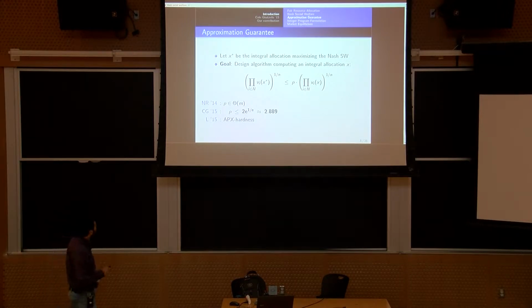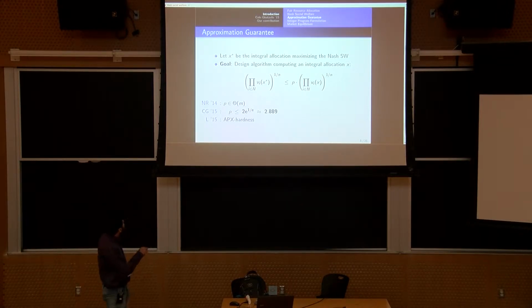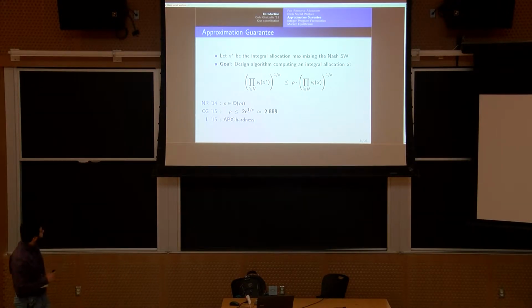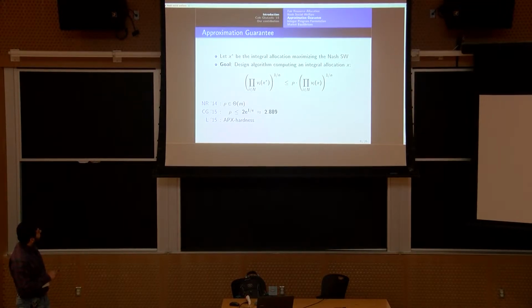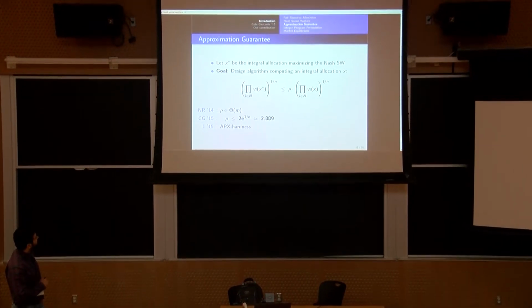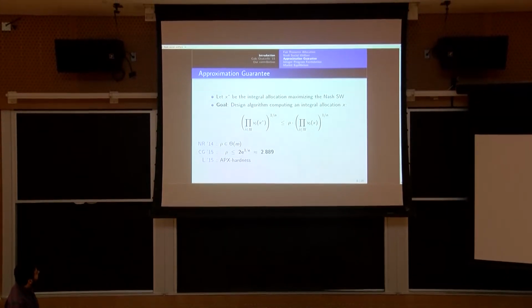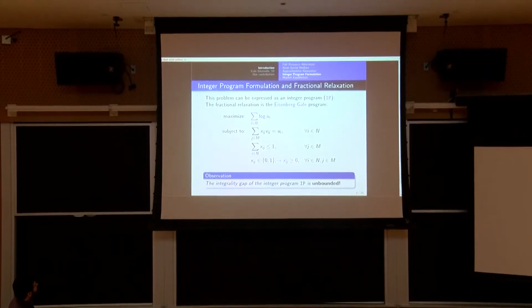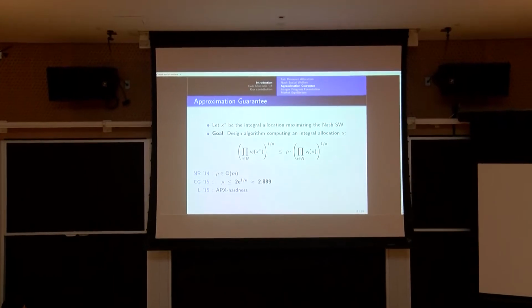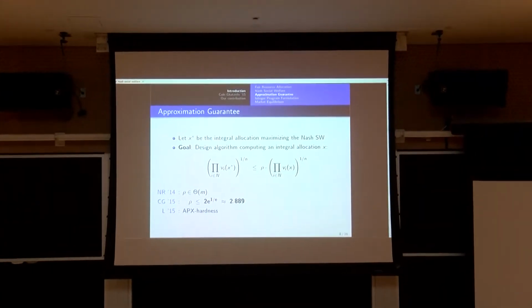So there has been a series of recent works considering this problem. Initially there was an order m approximation, and this was improved to a constant factor by Cole and Gkatzelis in 15. And in particular, it's not just NP-hard, it's also APX-hard. So this was shown also very recently. Okay, so let me say a little bit more about how this is done before I come to what we do.